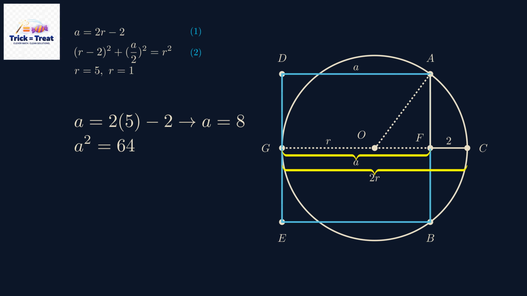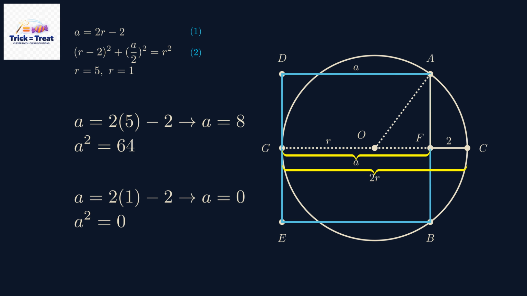But wait, we promised academic seriousness here at Trick Equals Treat. What about that other solution, R equals 1? If R equals 1, then A equals 2 times 1 minus 2, which means A equals 0. The area would be 0. Does this make sense? Actually, yes.